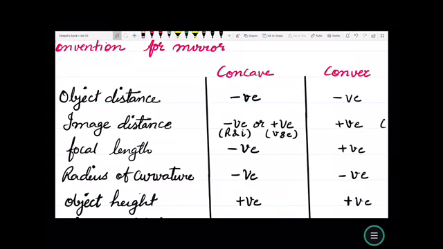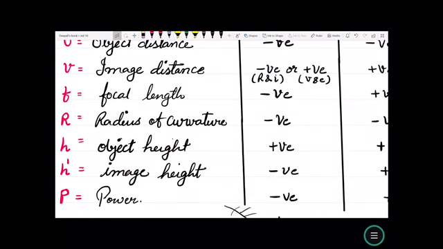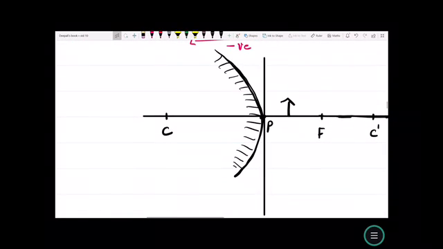Now you can observe here that the object distance in the concave mirror will always be negative. Image distance will be negative in all the cases except for one. Focal length will be negative, radius of curvature will be negative, object height will be positive, and the image height will be negative. But in case of an erect image, it will be positive. And power, which is 1 upon f, will be negative. Did you understand how the sign conventions are given?